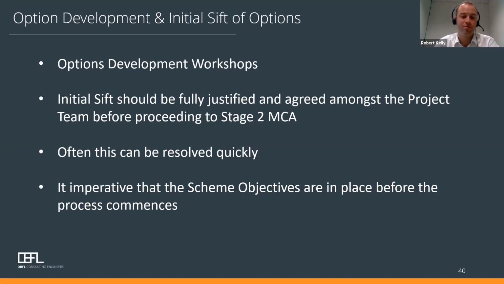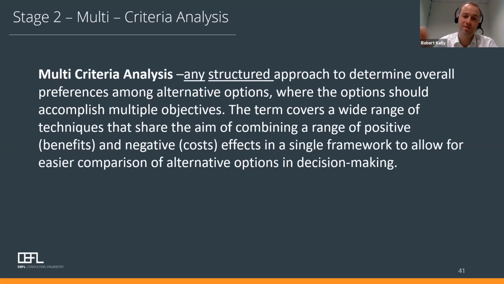But really, it's imperative before you even begin any of this that the scheme objectives are in place. Otherwise, you've no means to actually sift those options out. So then you move on to stage 2, which is a more detailed process, which is obviously the multi-criteria analysis. And I suppose, to take the definition from the Common Appraisal Framework, really it's any structured approach to determine preferences among alternative options. So, you consider a wide range of criteria that could bring about, I suppose, differences between the options, and to enable you to compare those options together before you determine a preferred option.